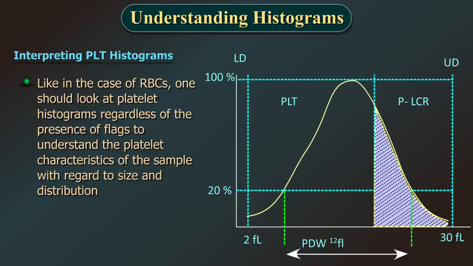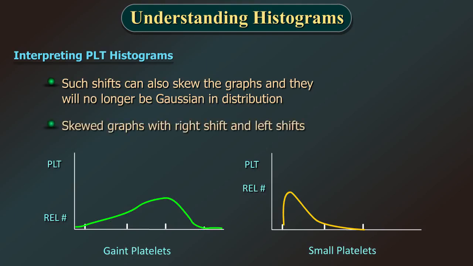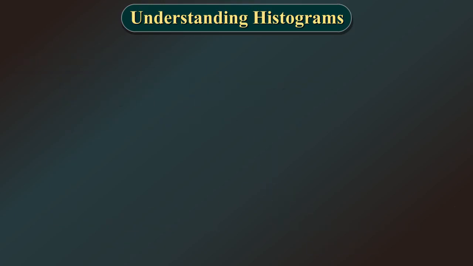Like in the case of RBCs, one should look at platelet histograms regardless of the presence of flags to understand the platelet characteristics of the sample with regard to size and distribution. Shifting of graphs indicates size changes. Such shifts can also skew the graphs and they will no longer be Gaussian in distribution. Skewed graphs with right shifts and left shifts.